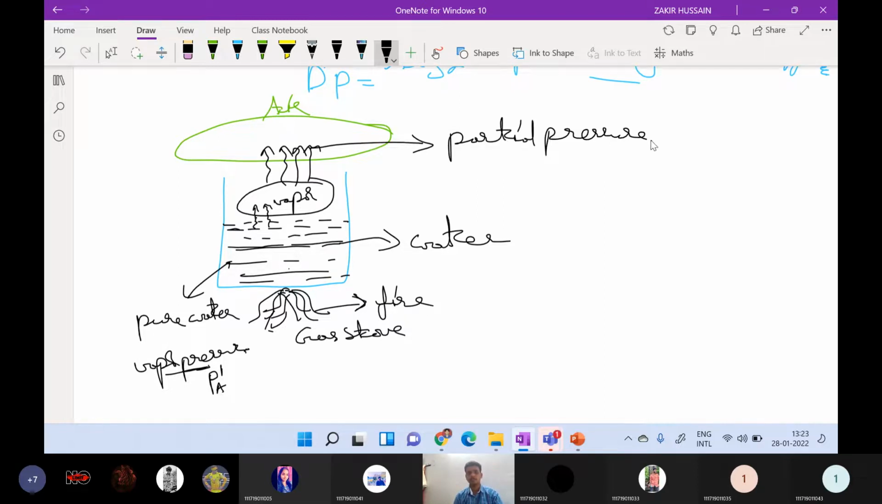Partial pressure. So let us say this is PA. The pressure at which the boiling point is reached is whenever the vapor pressure of the water, or of the liquid, is equal to the atmospheric pressure. Then only the boiling will take place.